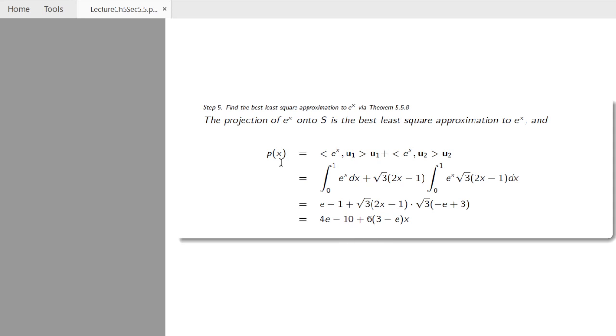Now take a look at this solution. We can say Px equals this, where this is a scalar, just a constant, and this here is the x term. So from this we can say this for sure is a linear function. Now this function is what we want to find. It is the best linear square approximation to the function, or vector, e to the x. That's all for today.